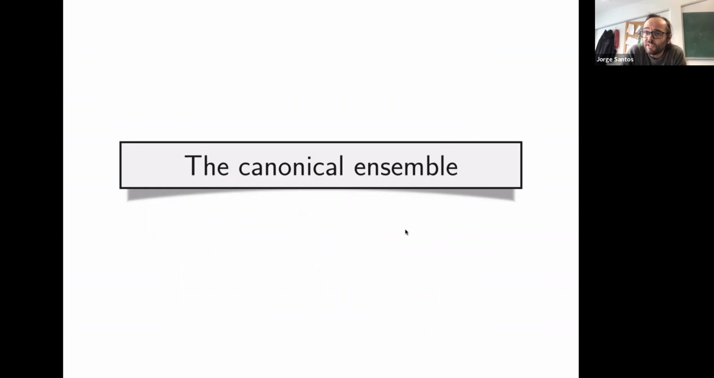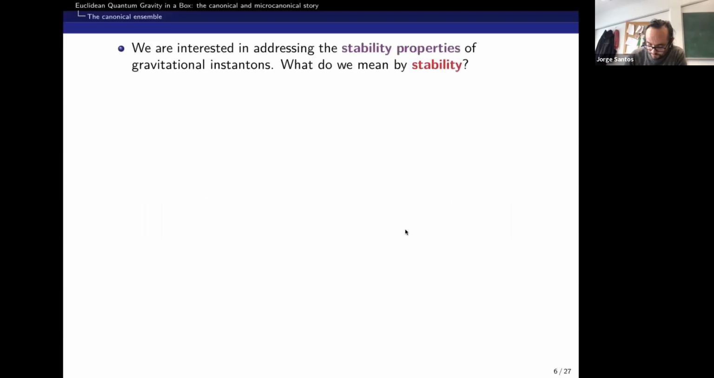So in the canonical ensemble, we work at finite temperature. Okay, finite temperature in the Euclidean setting means that we want to consider spacetimes that are of the form, say, S1 cross some other sphere with the higher dimensions. And we want the boundary conditions to be such that this S1 does not change radius. That's what controls the temperature of my system. Okay. And in particular, we are interested in addressing the stability properties of the gravitational instantons in this setting.